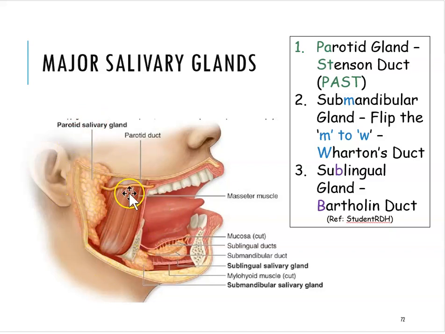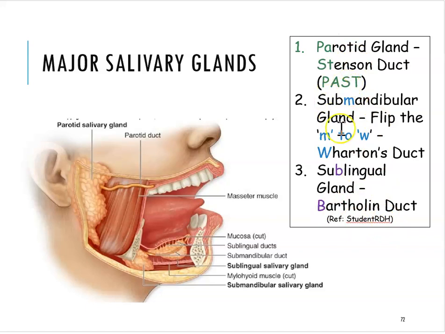And so what I want you guys to know is that the parotid salivary gland has a duct where it releases its saliva, and that duct could be called a parotid duct. It could also be called a Stenson duct. So think of pa for parotid, ST for Stenson. So that's how you can link them both together. This is all from Student RDH, by the way.